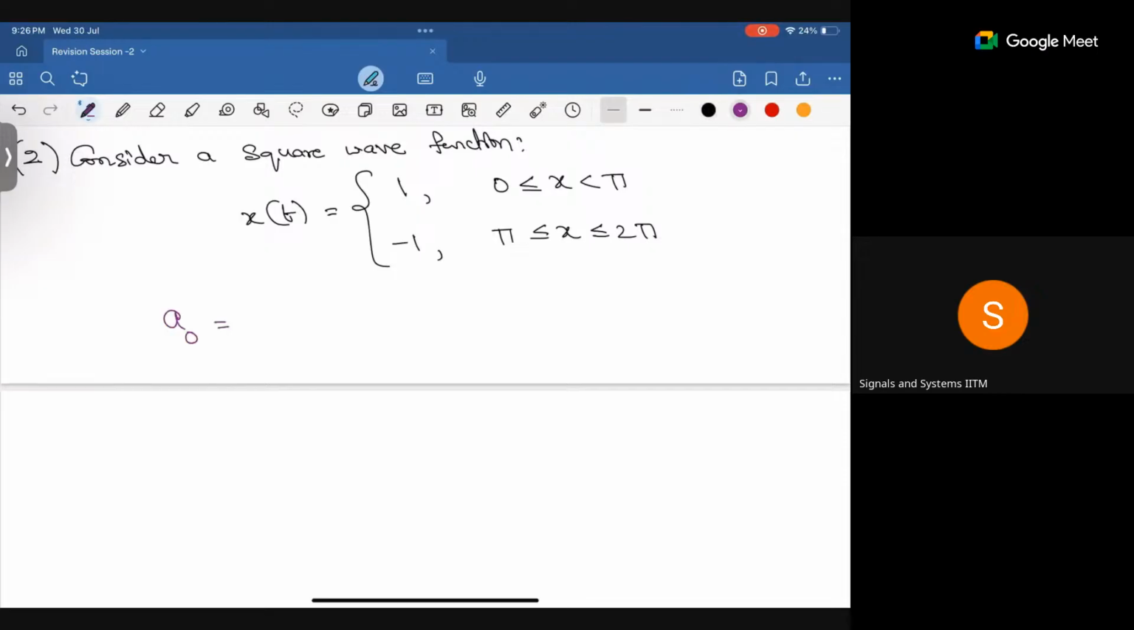Let's start with A0. Here you can clearly see, over the time period, the time period is 2 pi, right? So omega naught will be 1. In this particular time period, half of the time the value is 1, half of the time the value is minus 1. And as A0 is the average value, the average between 1 and minus 1 should result in 0. So let's cross verify whether that becomes 0 or not using the formula.